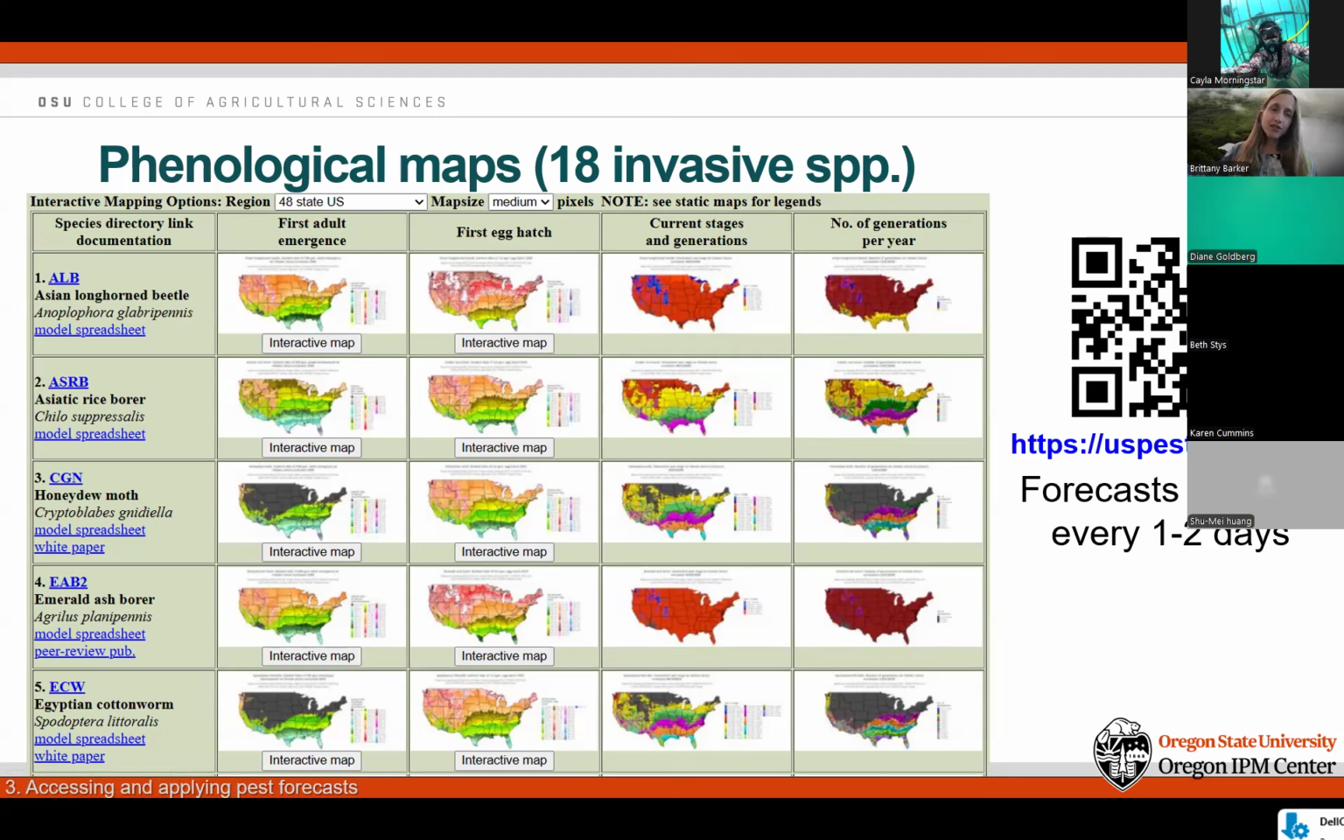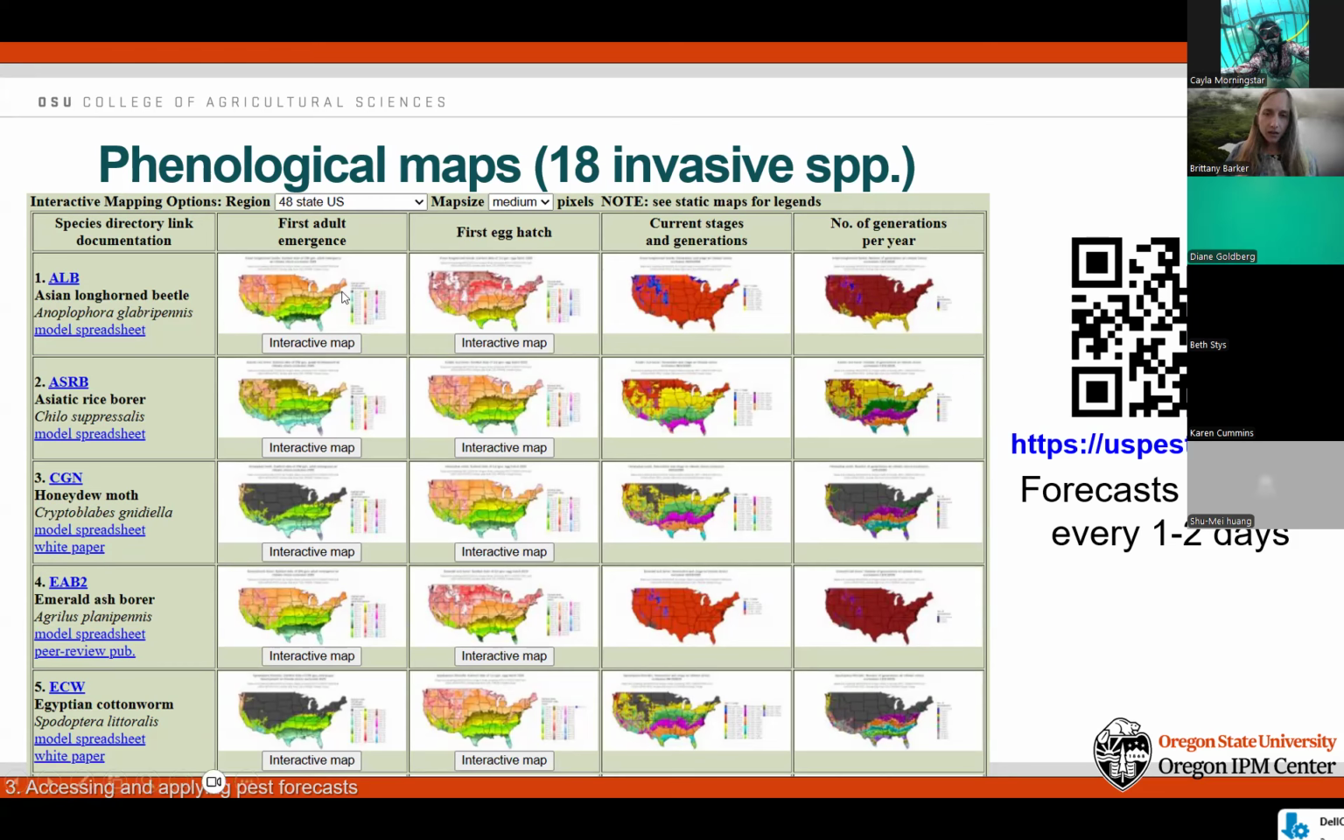There's image files, and then there's also gridded data or gridded predictions, so you can import them into your own GIS program. And then below that, we have model documentation. There's a spreadsheet that describes how we develop the model. And for many of the species, I think 16 of them maybe, we have a technical white paper or a peer-reviewed publication that describes more thoroughly what the model is, how we developed it, and provides some example results.